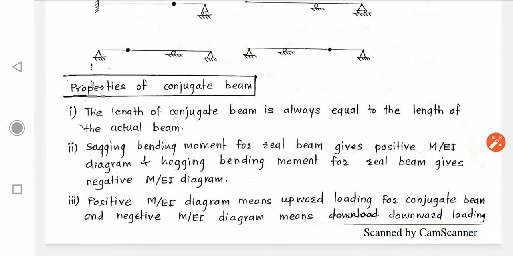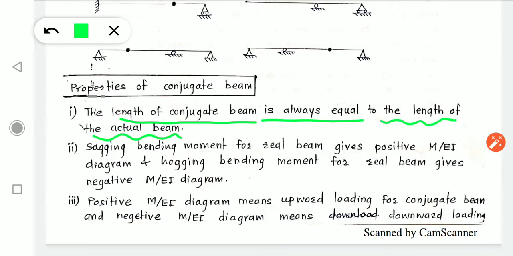There are three important properties which I want to make you understand. See here, the first conjugate beam property says that the length of the conjugate beam is always equal to the length of the actual beam. Okay, that we learn from the definition of the conjugate beam.